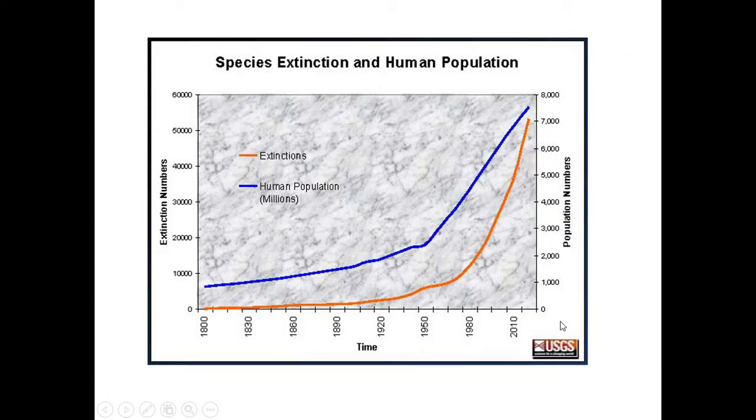This graph shows time on the x-axis, so right here, and it shows human populations in blue and extinctions in orange. You can see that the human population and the number of extinctions are highly correlated. As the number of humans rises, so does the number of extinctions, and that's a little bit crazy.